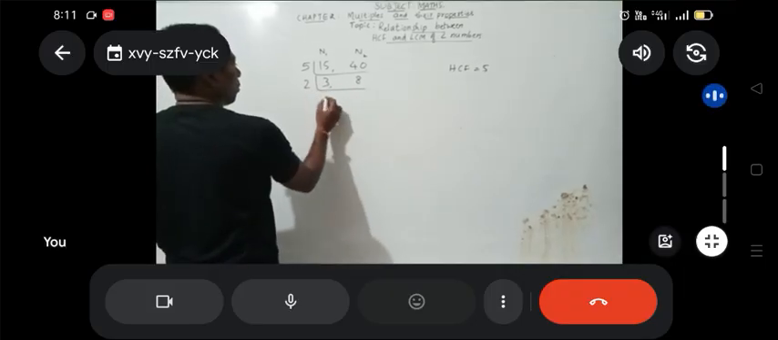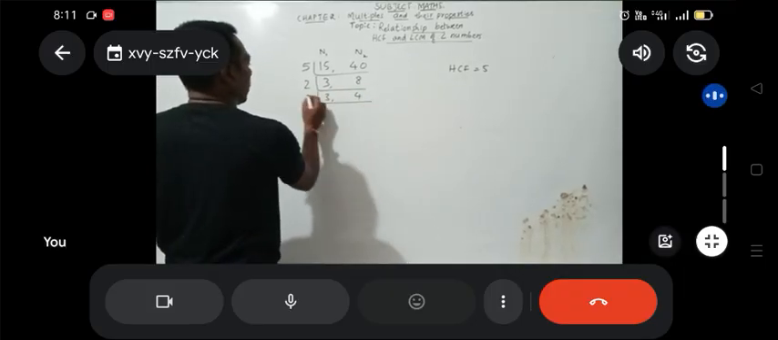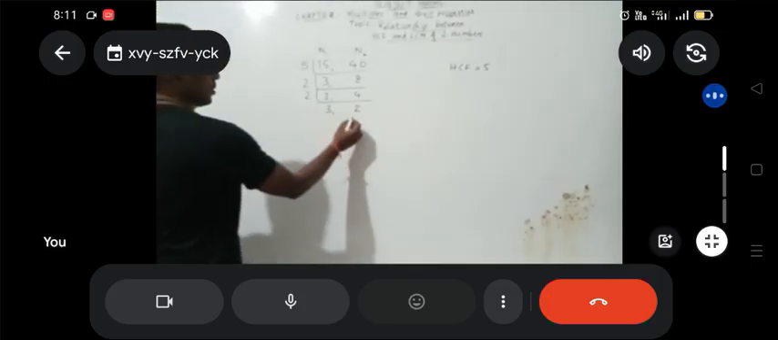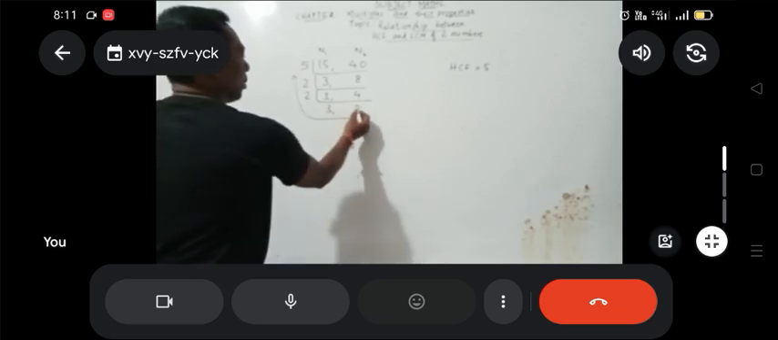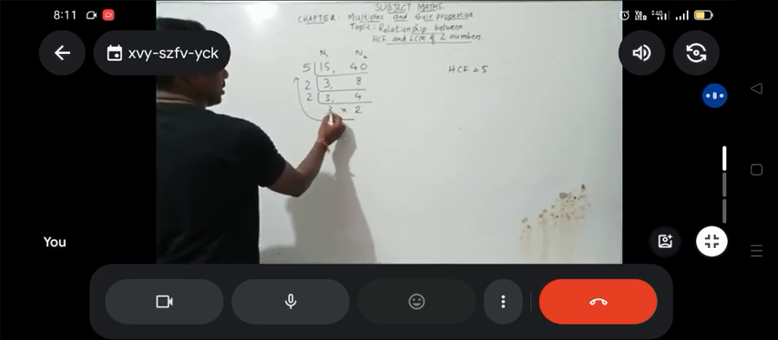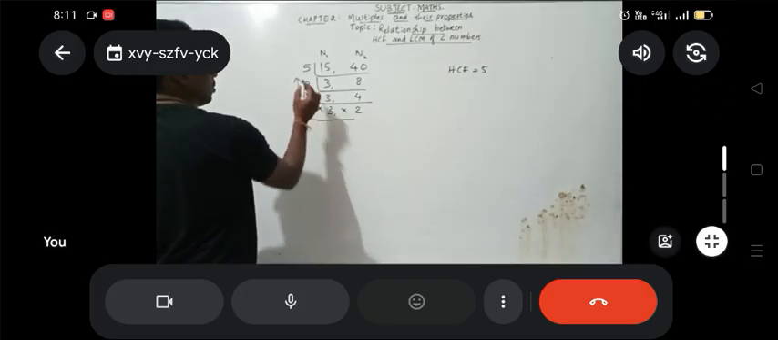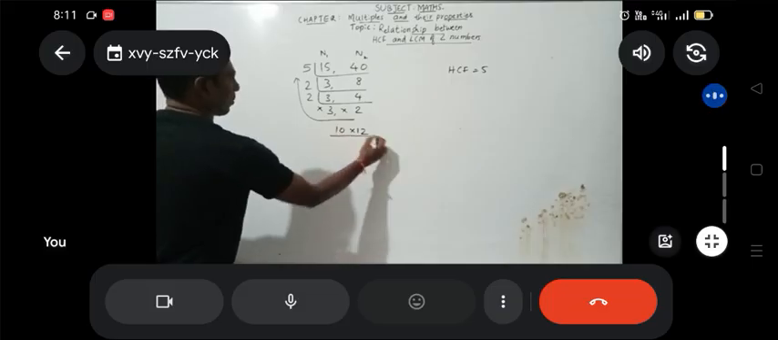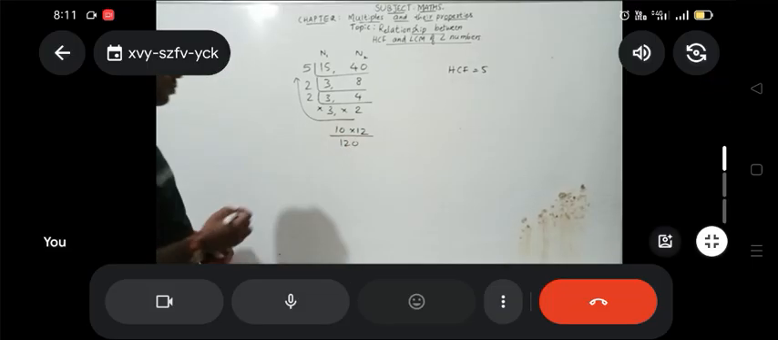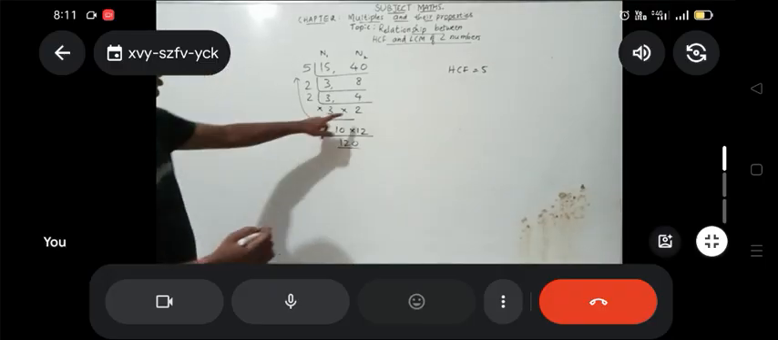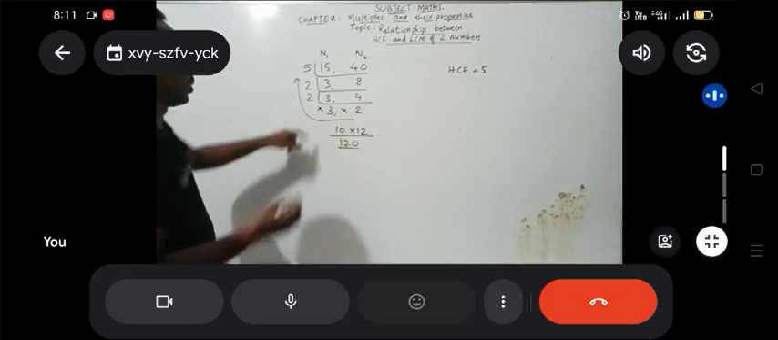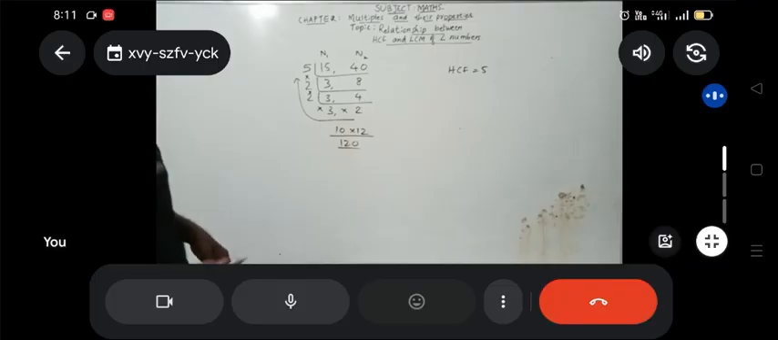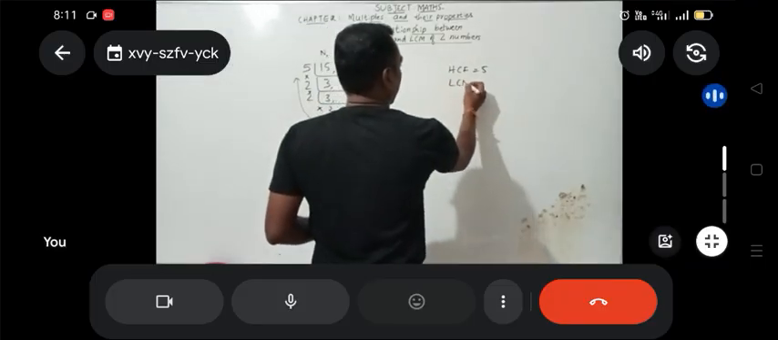You divide by 2, 3 as it is, 2 fours are 8. Again divide by 2, 3 as it is, 2 twos are 4. Now all are prime factors. 2 threes are 6, 6 twos are 12, multiplied by 5 twos are 10. 12 into 10, you will get 120. This 120 will be the LCM of these two numbers.